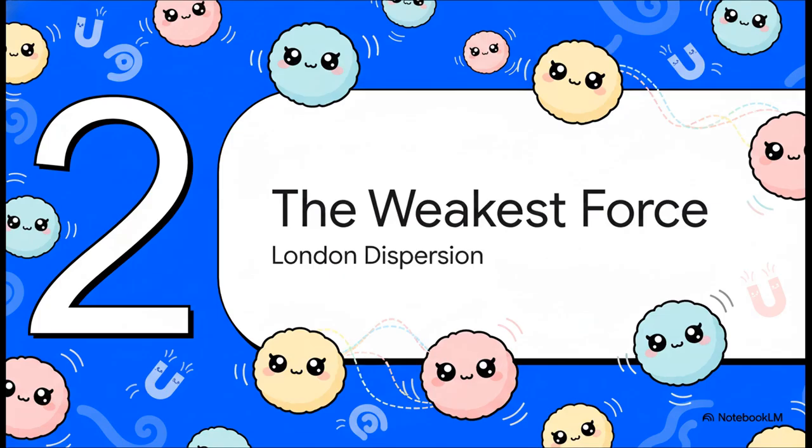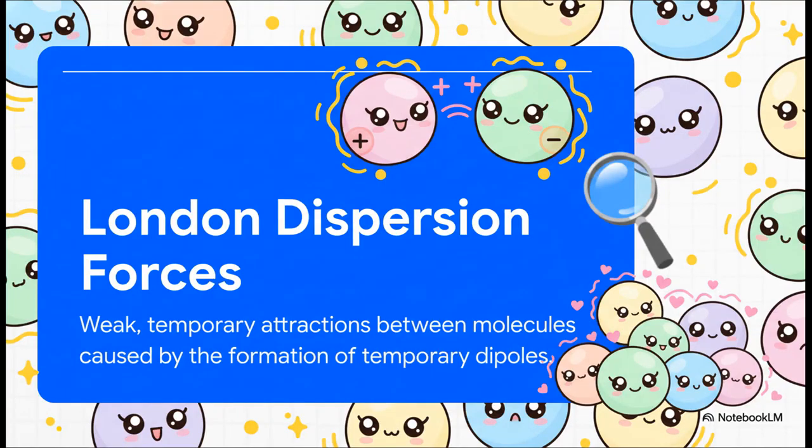Okay, so level 1. This is the most fundamental force there is. It's the one that every single molecule in the universe experiences. We're talking about London dispersion forces. You can just think of this as our baseline level of attraction. So how in the world does this work?